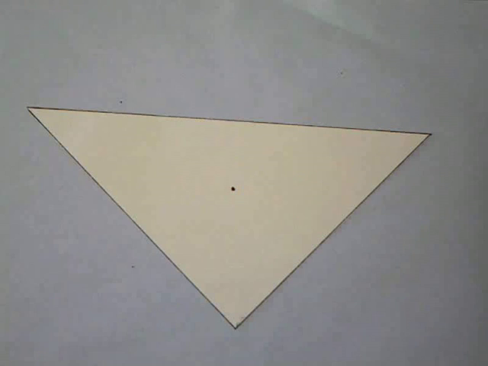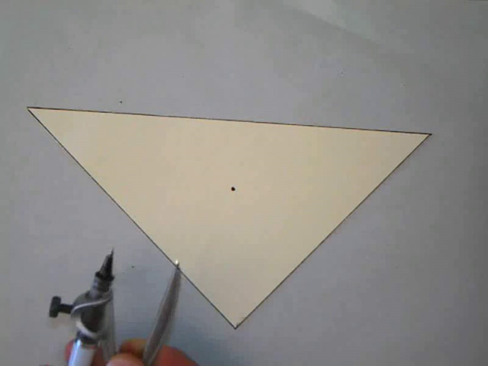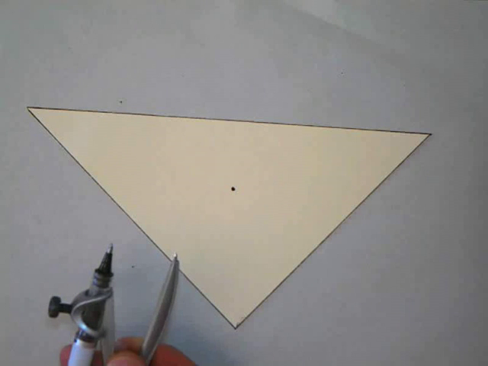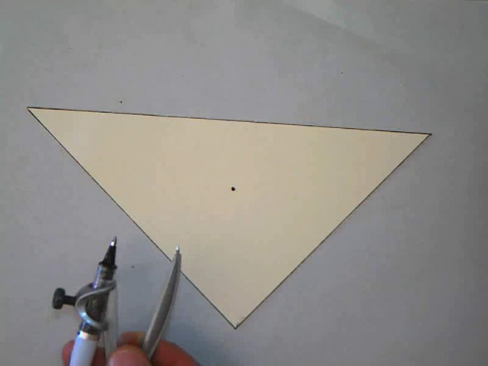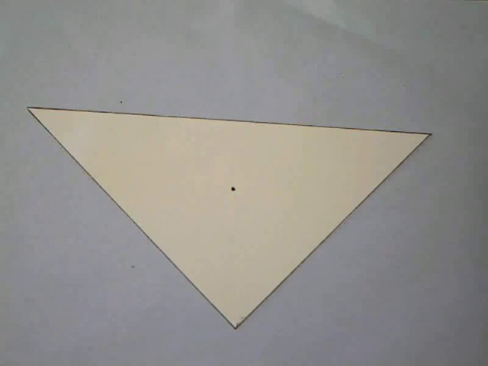All right, guys. So, just like you did, I took this piece of folder, I cut out a nice triangle, and I carefully balanced it on the tip of my compass as best as I could. You can't really do it perfectly, but you do the best you can. I poked a little hole in the paper where it seemed to balance the best. I marked it with this dot.